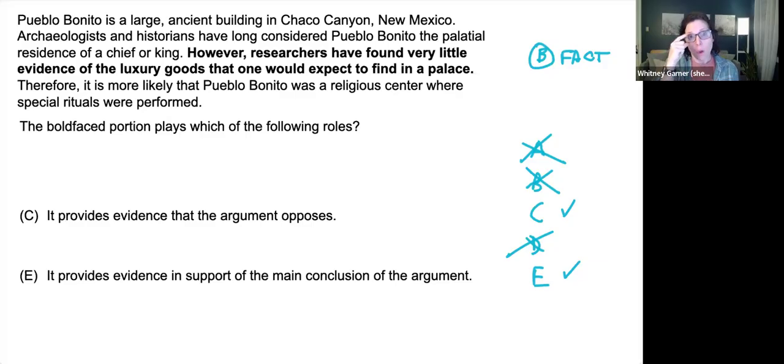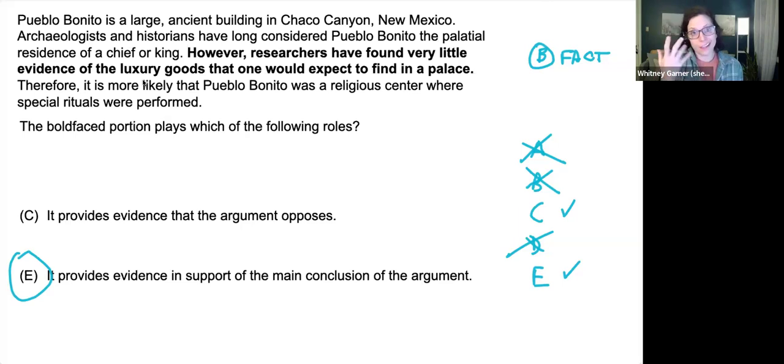Why not? Well, researchers didn't find any evidence of what we expected for a palace. Therefore, meaning as follows, it must be a religious center. And so this is a statement that would provide support for what we're arguing the main conclusion is. Okay, so this is our job.